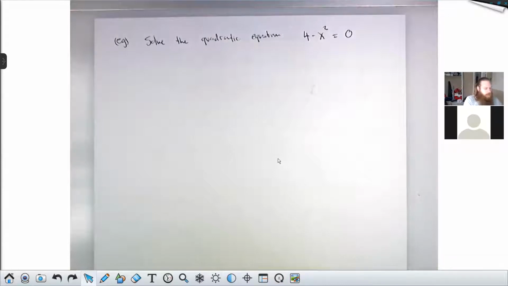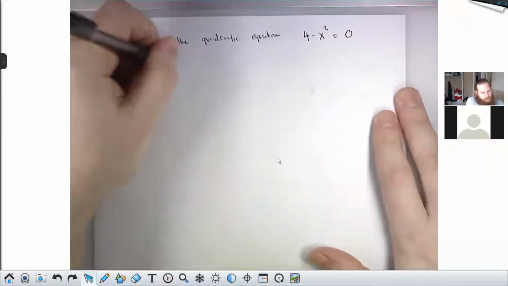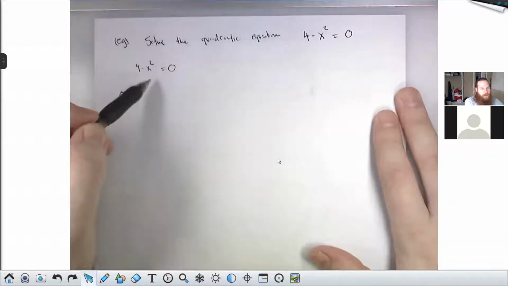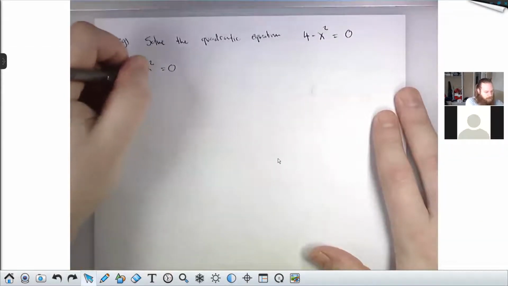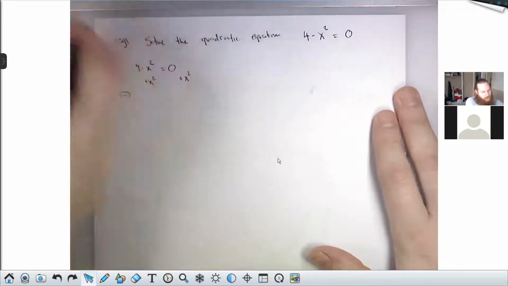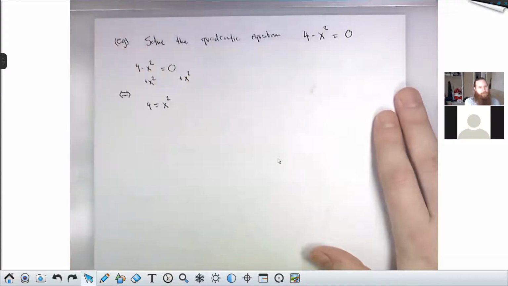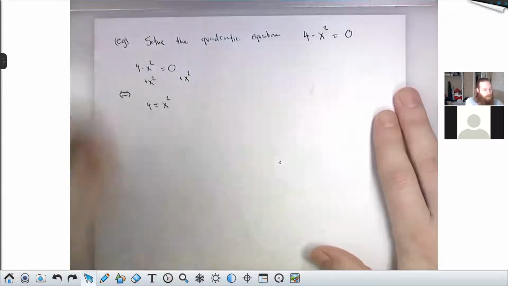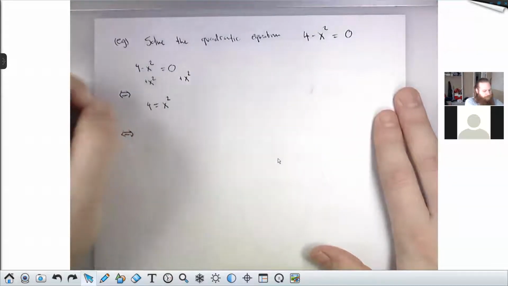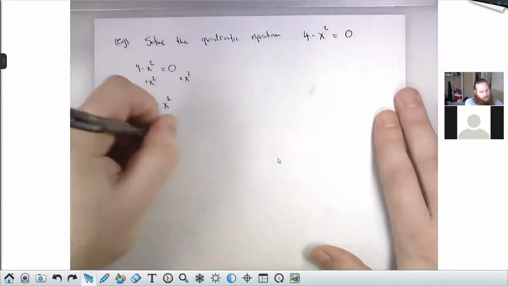The simplest thing we can do is say, okay, I'm going to add x squared to both sides. And that will give me 4 equals x squared. And then I can take square roots on both sides. When we do that, we get a plus and a minus.